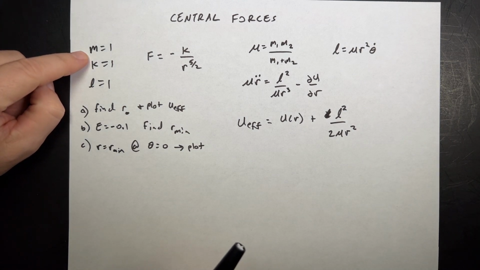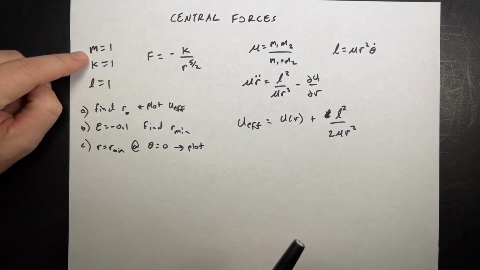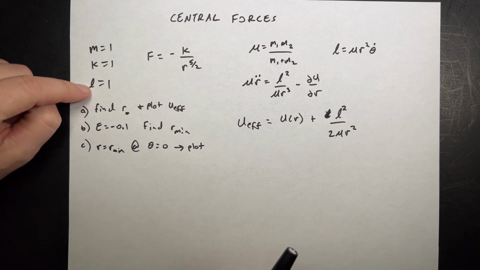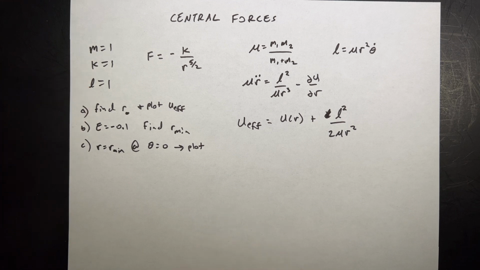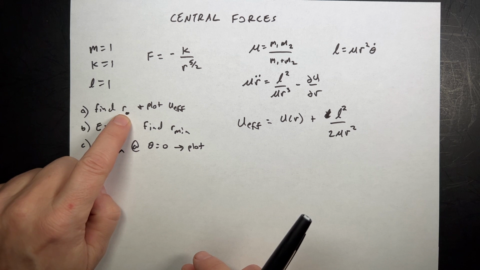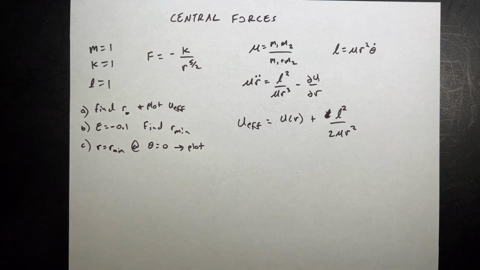Mass, to make things simple, it's a numerical question, so we have to have values for the numbers to plot things. m equals 1, k equals 1, L equals 1. What a coincidence, right? So we want to find the value of r that makes a circular orbit, so a minimum, where the potential is a minimum. And we can actually do that two ways.